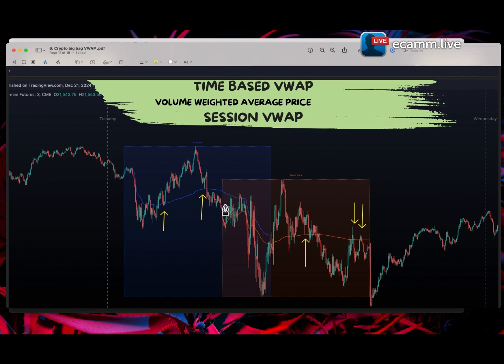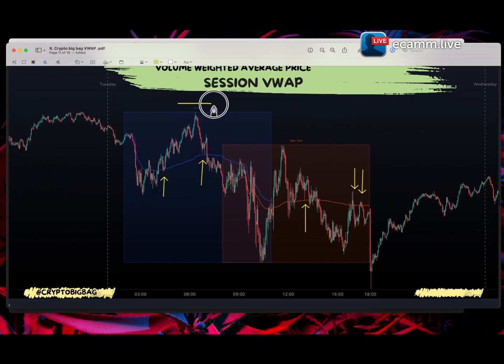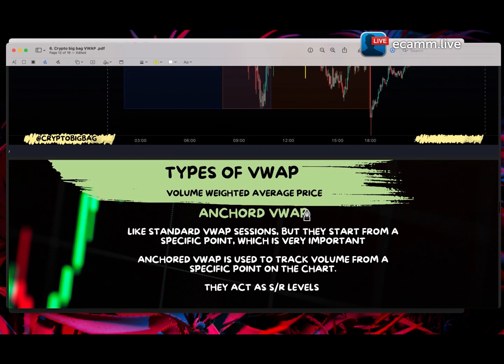Time-based VWAP using session. As you can see, this is London session, right? And from the beginning of London session, you can anchor the VWAP, and this is going to be support and resistance going forward, just like I explained for the daily, weekly, monthly. Same goes for the sessions too.